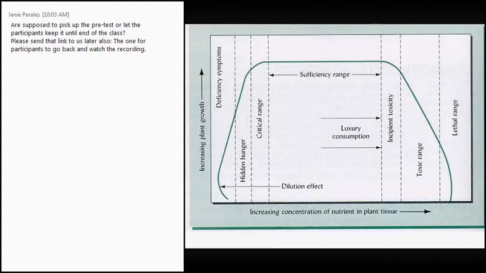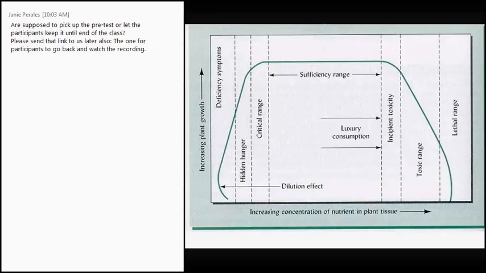Now, most elements do not, but potassium can be luxury consumed, and so the plant will take up more than it actually needs, and in some cases we can actually, at the end of the growing season, become potassium deficient. And so depending on the amount of potassium that's actually recommended, we may recommend that the potassium be spoon-fed similar to the nitrogen.